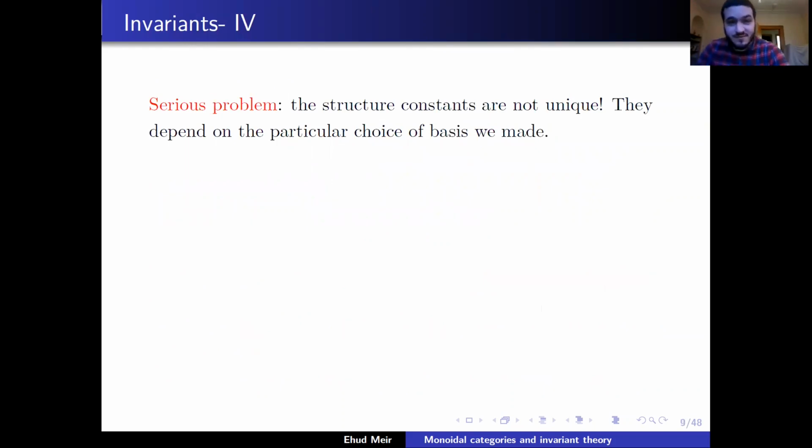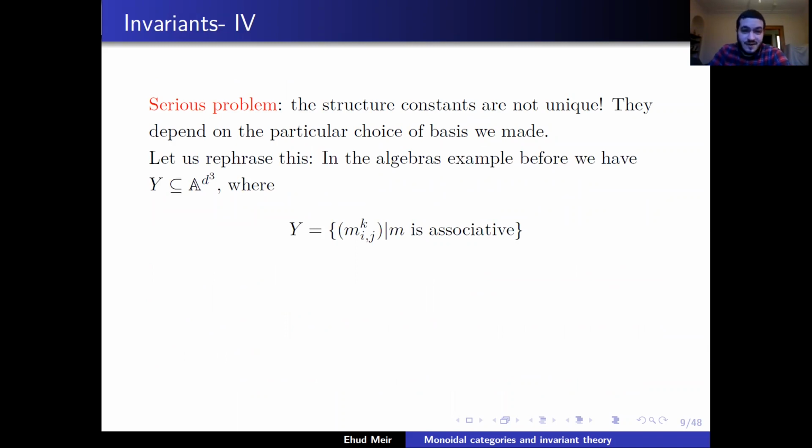Now, here's a serious problem, which is that the structure constants are not unique. Remember, we said earlier that we choose a basis. Once we choose a basis, we have the structure constants. Okay, but this is exactly the point. They depend on this choice that we made. And let us rephrase this in a way. So in the algebras example, we have a subset Y in A^(d cubed), where Y are all the associative multiplications.